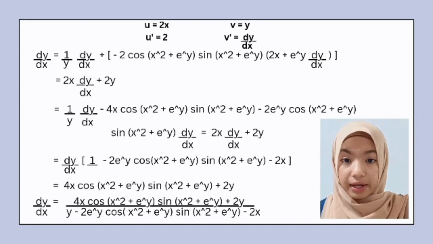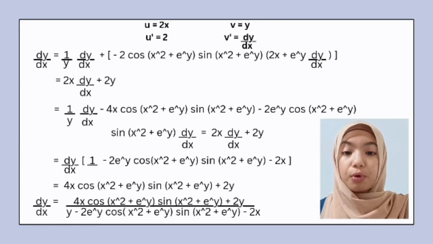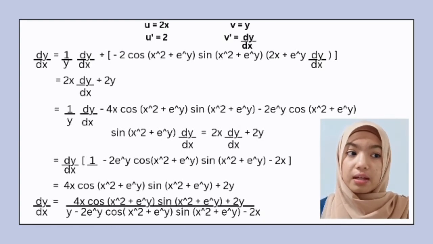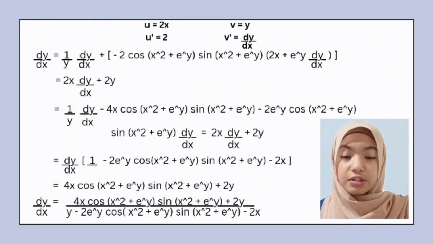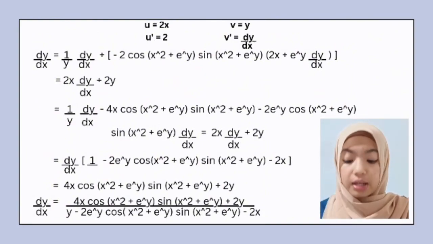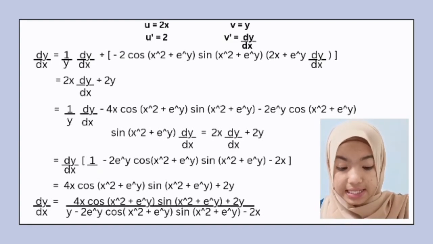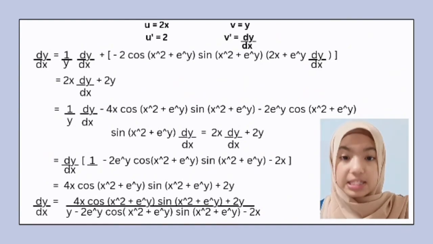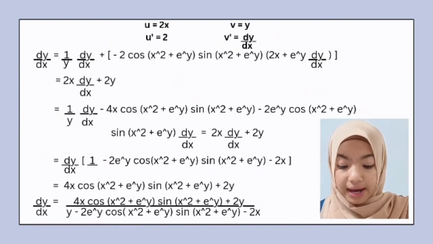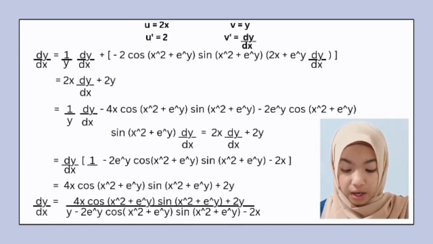After we open the bracket, now we put those with dy/dx on the left side and those without dy/dx on the right side. So it will be dy/dx (1 over y minus 2e^y cos(x² + e^y) sin(x² + e^y) minus 2x), and equal to 4x cos(x² + e^y) sin(x² + e^y) plus 2y.